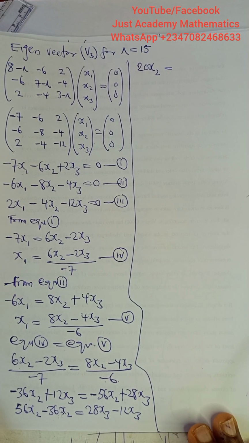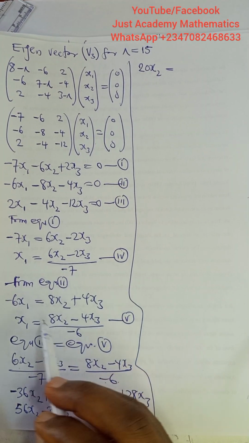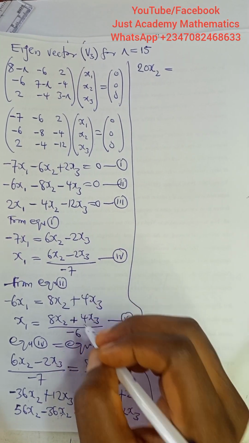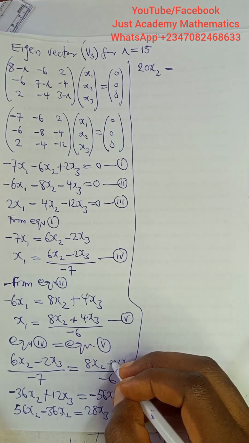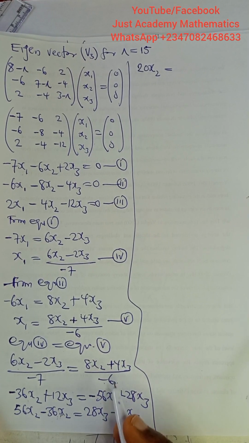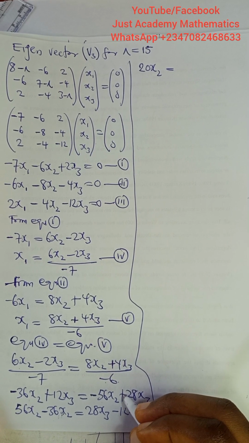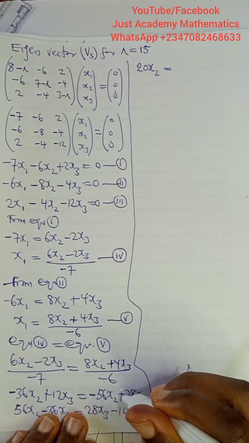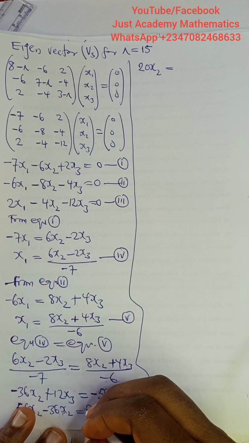Okay, I've spotted another error here. This place is plus here. Plus 4. So because here is plus, this 28 here will have to be negative. So this is negative 28, not positive. So here is negative.